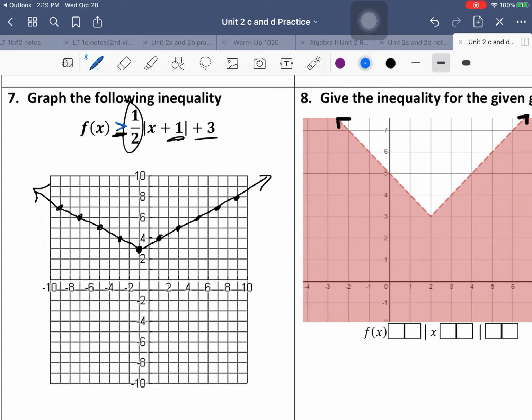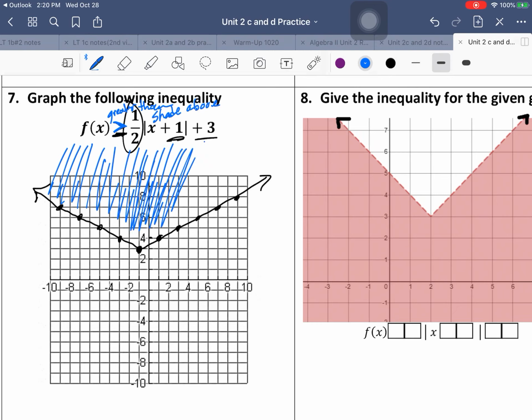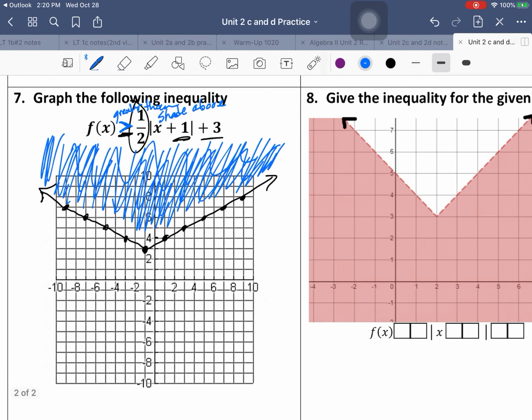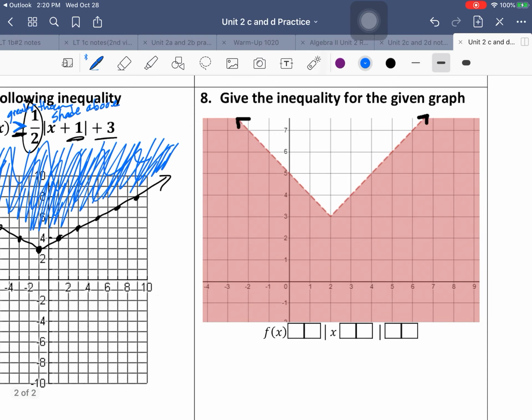And now we have something a little different. Greater than symbol. Greater than, you would think, shade above. We do. Shade above the V, so inside of the V in this case, but above the line. Anywhere in the shaded area is the solution, or in this case, on the actual V, because it's equal to.